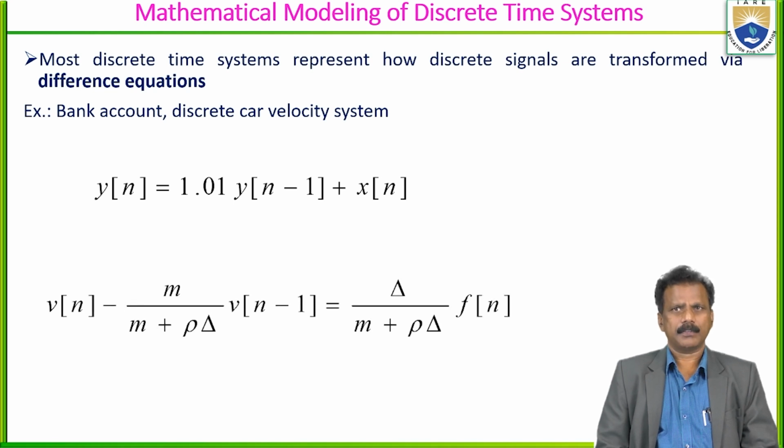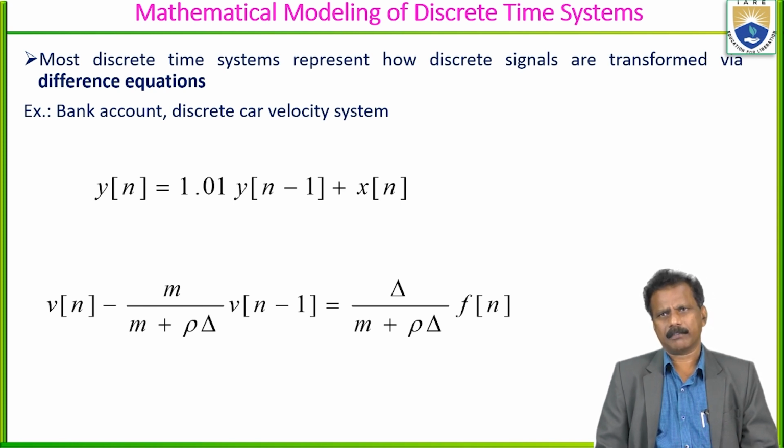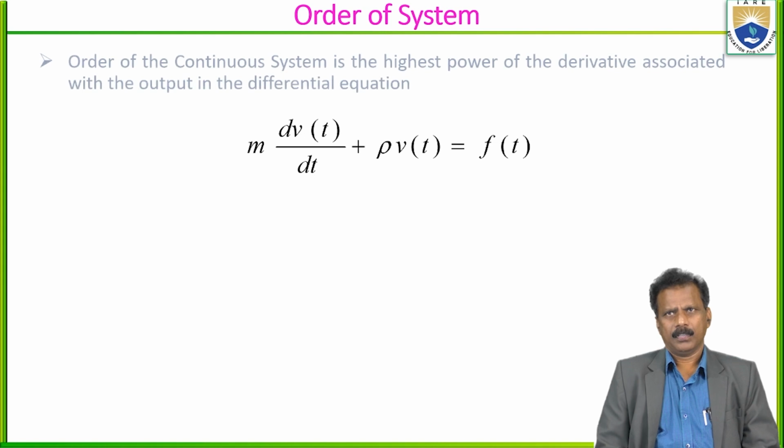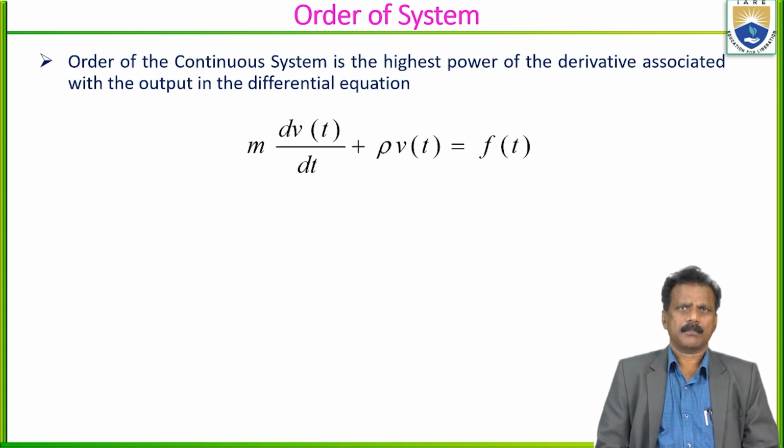Okay, with this v of n minus m by m plus rho delta into v of n minus 1 is equal to delta by m plus rho delta into f of n. Okay, so most discrete time systems representing discrete signals are transformed via difference equations. With this, we would consider the order of the system.